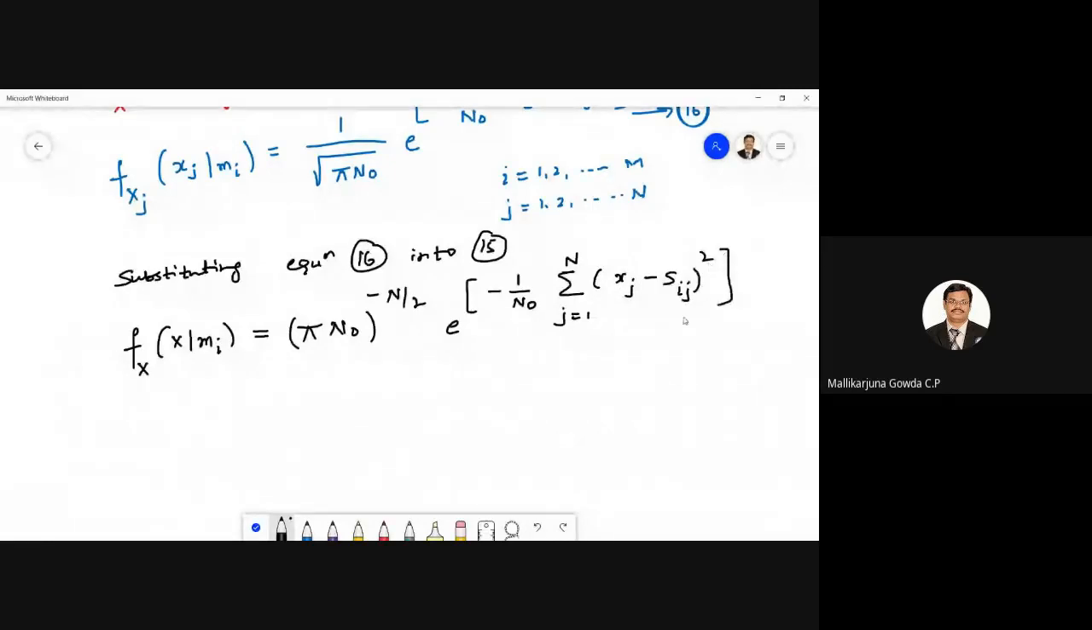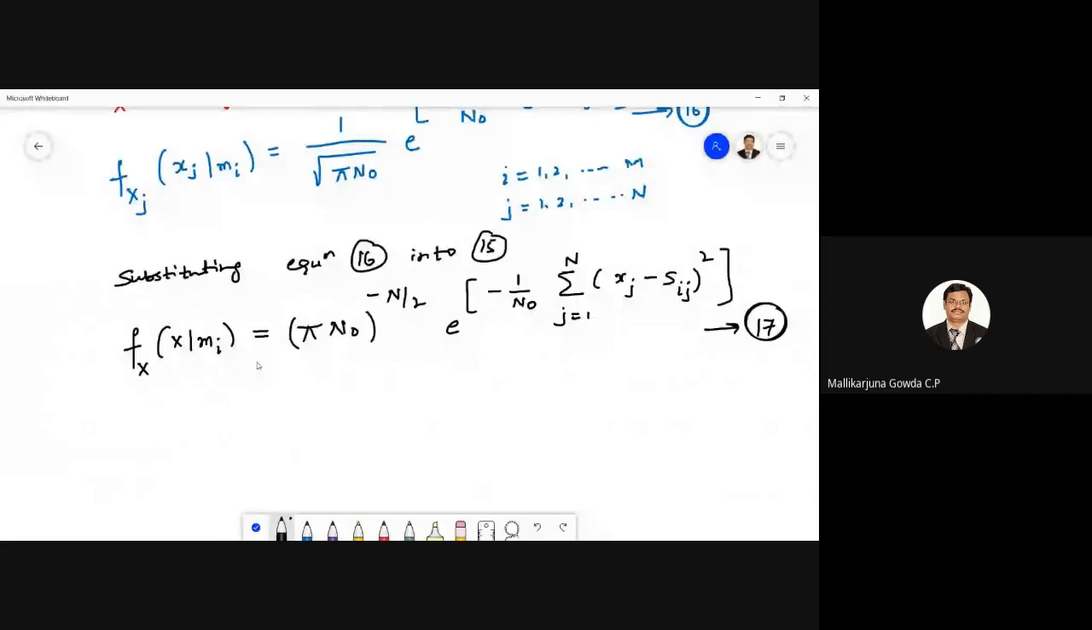Hope you are able to follow what I'm saying. I substituted this equation in 15 and rewrote it in a simplified manner. This equation, equation 17, characterizes the first term of equation 7.